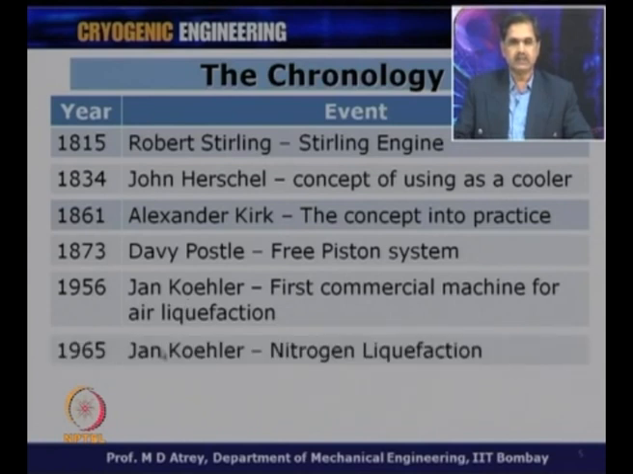And further in 1965, John Kohler again used the same machine for nitrogen liquefaction, wherein nitrogen has a liquefaction point or a boiling point of 77 Kelvin. And after that, this machine became a commercial machine and it is available everywhere in the world. So, 1815 to 1965 was a real period during which the Stirling cycle got its birth, and then it evolved over a period of time, and Stirling cycle based commercial liquefiers are now available all over the world.